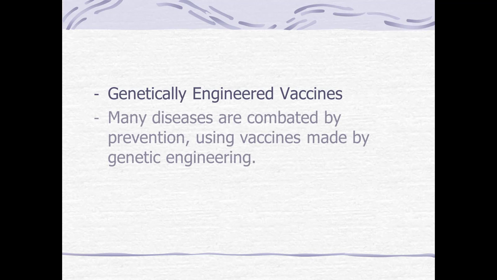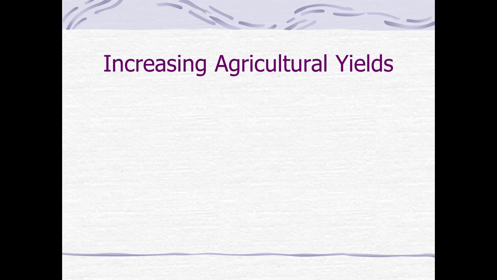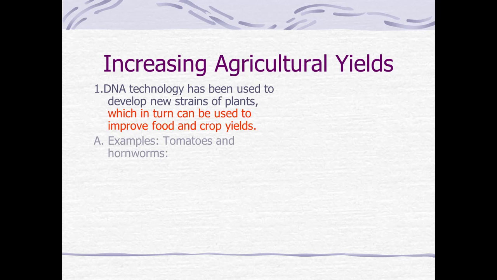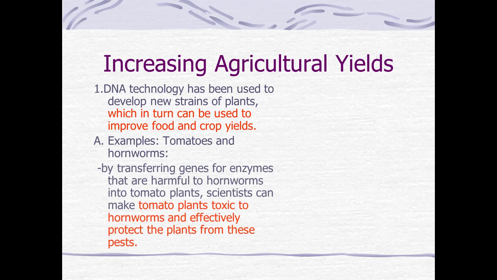Genetically engineered vaccines: many diseases are combated by prevention using vaccines made by genetic engineering. Increasing agricultural yield: DNA technology has been used to develop new strains of plants which in turn can be used to improve food and crop yield. For example, tomato and hornworms: by transferring genes for enzymes that are harmful to hornworms into the tomato plant, scientists can make the tomato plant toxic to hornworms and effectively protect the plant from these pests.